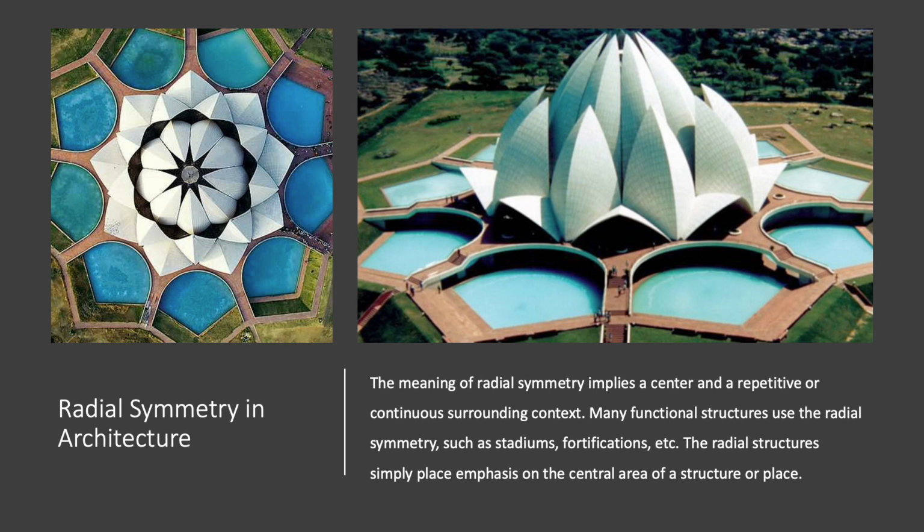Radial symmetry in architecture. The meaning of radial symmetry implies a center and a repetitive or continuous surrounding context. Many functional structures use radial symmetry, such as stadiums, fortifications, etc. The radial structures simply place emphasis on the central area of the structure or place.